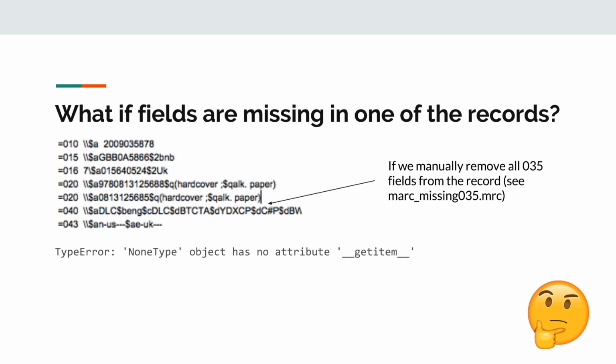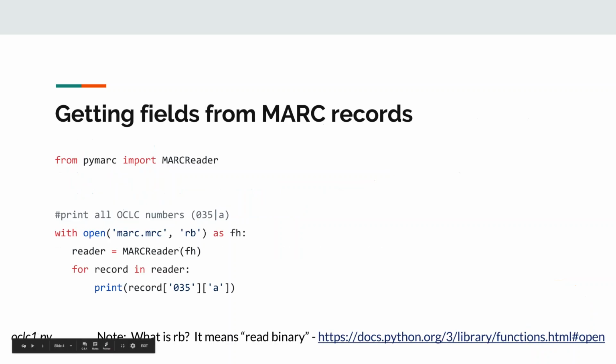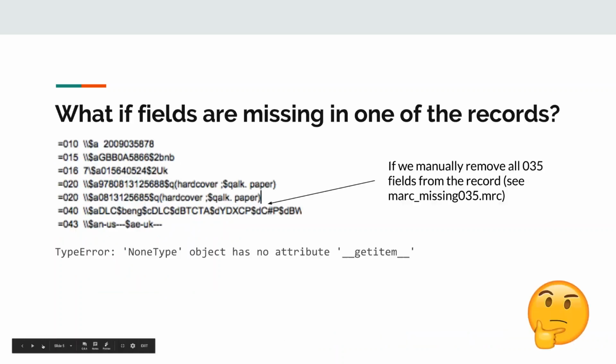So you have a whole bunch of files from a vendor, and maybe half of them have OCLC numbers. Half of them have no 035 fields at all. If you ran that script that I showed on the previous screen on a file that had a mix, where some records have 035 fields and some do not, this is what you would see.